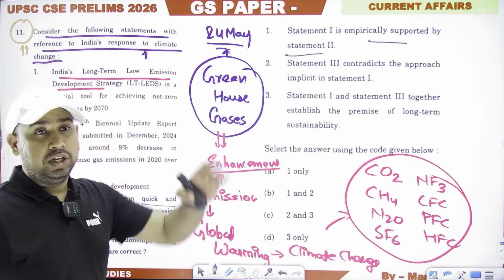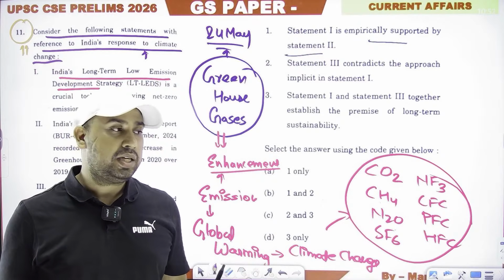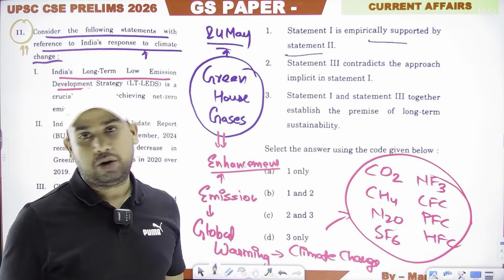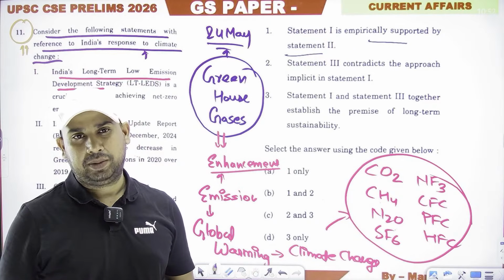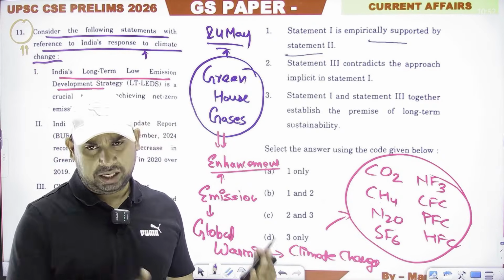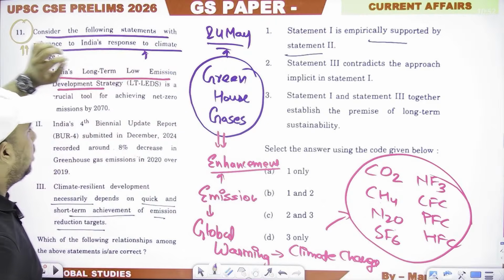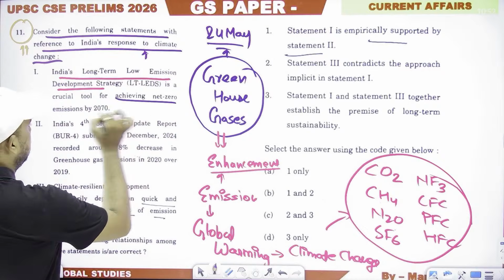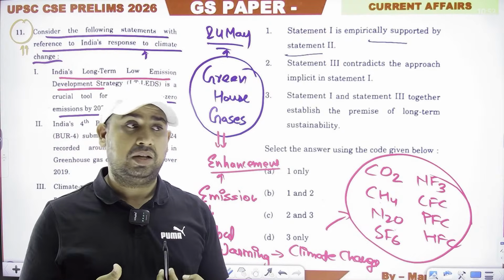It is a long-term issue which began in the 18th century, and due to the events of the 18th century, the 16 developed nations who are the most responsible for climate change, which are now developed nations, have tremendously released a lot of carbon into the environment. Industrialization initiated from the UK, United Kingdom. Later on it moved to Germany, USA, Japan, Canada. All those nations are associated with it. So in this statement, they are referring that India's long-term low emission development strategy is a crucial tool for achieving net zero emission by 2070.